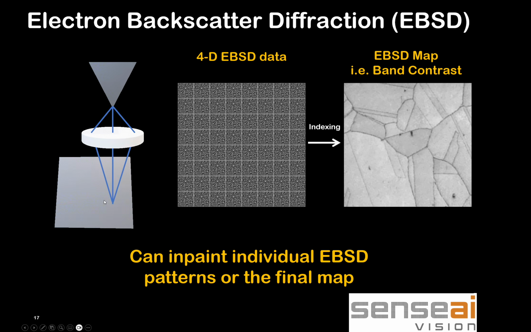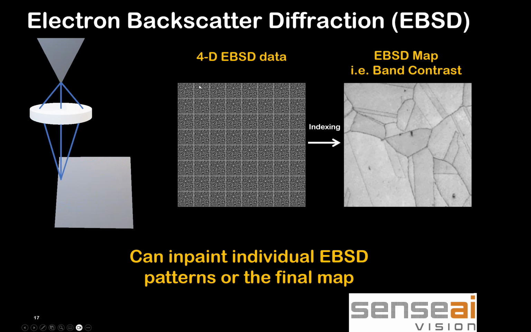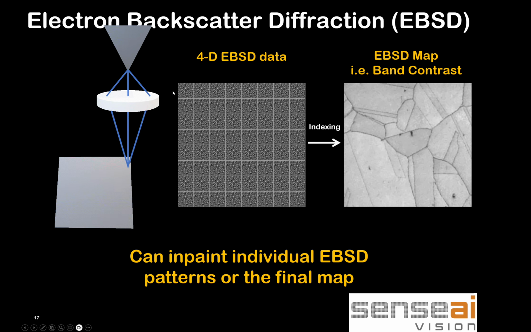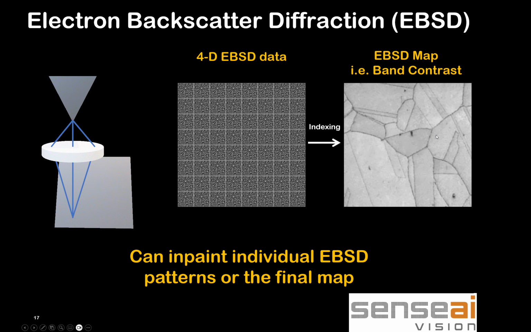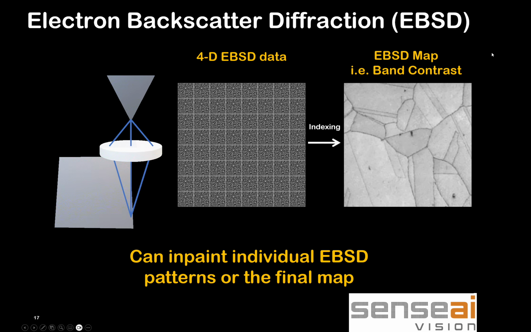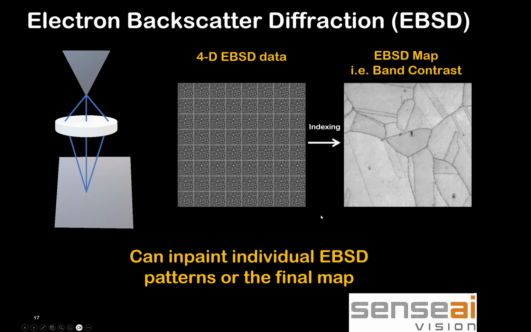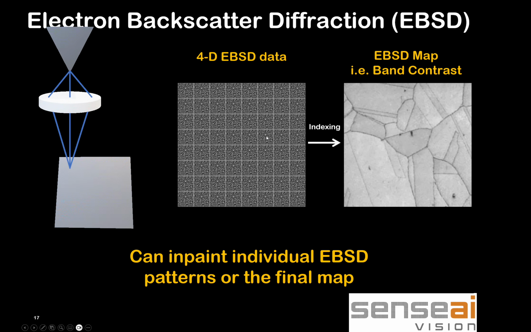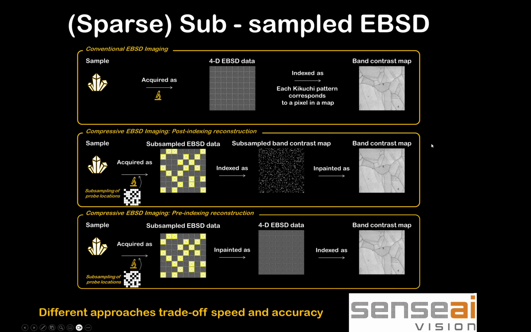All right, so let's talk about how this would work for EBSD. For EBSD, we're using an SEM, very similar to the STEM approach, scanning the beam over the specimen, except we're going to collect the backscattered diffraction patterns. At each location of the beam, we collect one of these patterns, and then we process these patterns to convert them into an image, whether that's a pole figure or a band contrast map. Now, in our process, we can either inpaint each of the individual diffraction patterns, or the whole map. Okay, so this is the process for EBSD.